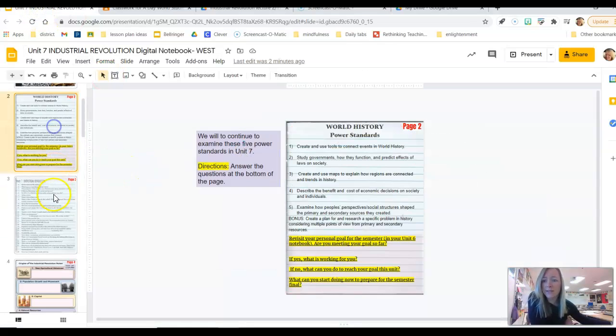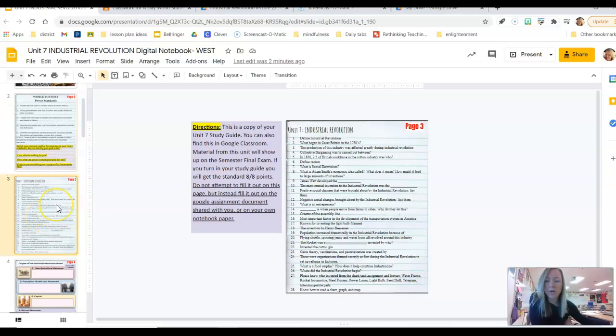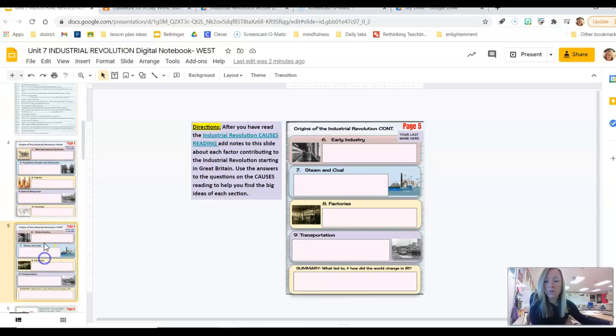Go through it. Slide 2 is your goals. Take a look at your goals again. Slide 3 is your study guide, which we'll talk more about in a moment because it is actually on Google Classroom for you. Slide 4 and 5. This was your February 8th and February 9th AMI snow day assignment.